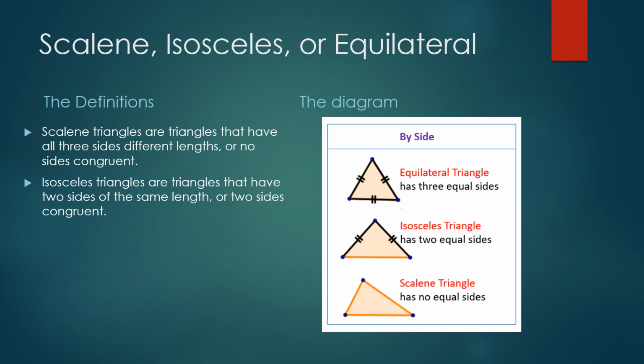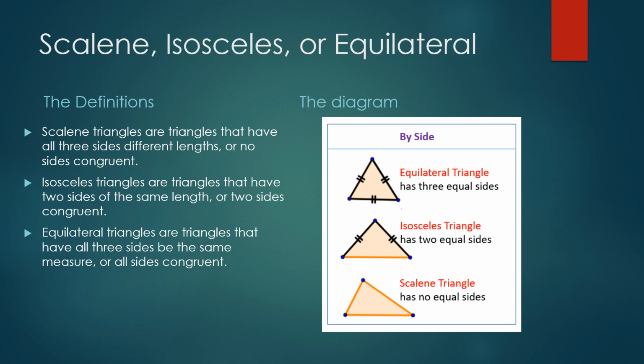So we say they either have the same measurement, which means they're equal in measurement, or we can say they're congruent, which means the structure itself is the same. And then finally, equilateral, the only other choice, is that all three of them are equal to each other, or all three sides are congruent. If we look at the diagram here, we see these little marks. Those little marks indicate congruency.